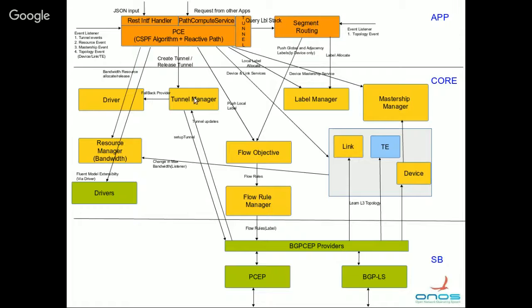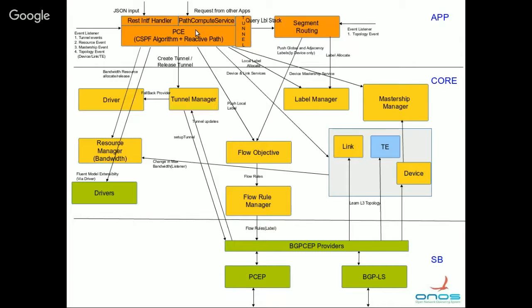And again, the tunnel manager goes to the driver. I think for the fallback provider mechanism, since the devices have been learned by BGP-LS, BGP may not have the tunnel provider. So we need a fallback mechanism to push it using the PCEP provider. So we have a fallback provider dependency over here, and then we use the label manager to allocate the labels or release the labels, and mastership basically for the ingress node.